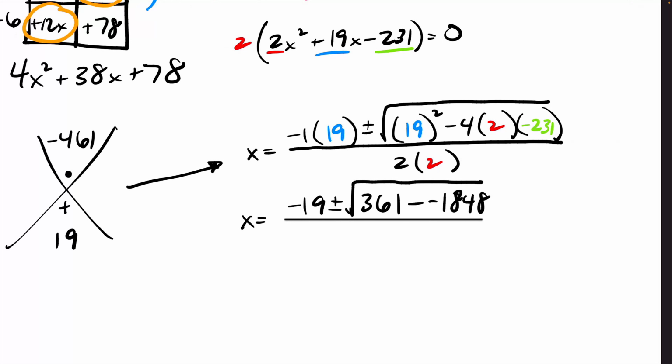Okay. So it's going to be addition, right? Yeah, because I had the minus and I already had the negative, right? So minus and negative makes addition. So you're going to end up adding them together. So we get negative 19 plus or minus the square root. And when we add them together, we get 2,209.